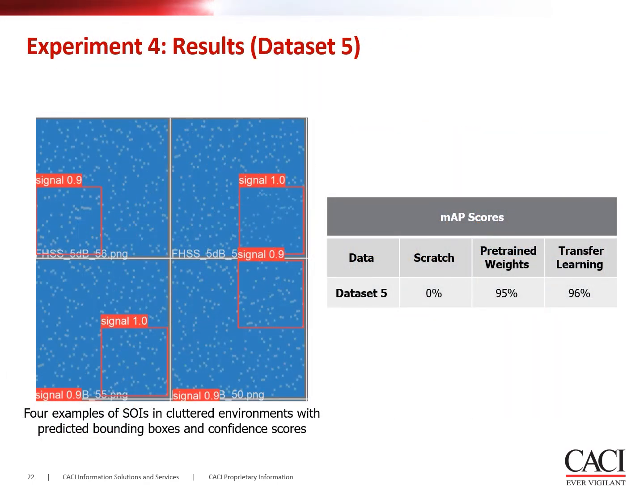The image on the left shows 4 examples of the output from Yolo, trained with pre-trained weights, predicting bounding box locations for dataset 5, including confidence scores for each box. The predictions can be compared to the ground truth labels in the previous slide. The table shows the results: training Yolo with pre-trained weights and transfer learning performed similarly.